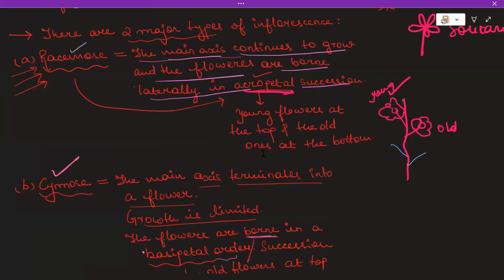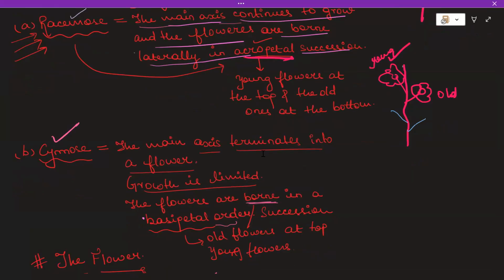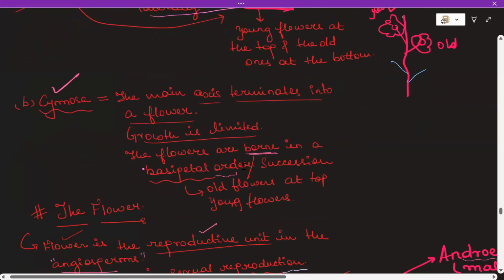The next type is the cymose. The cymose inflorescence is when the main axis is going to terminate and become a flower. So in this case, the growth is limited. And other than that, the flowers' succession is basipetal in this case. Basipetal means older ones at the top, newer ones at the bottom. Is it clear, students? Yeah, ma'am. Yes. Okay.